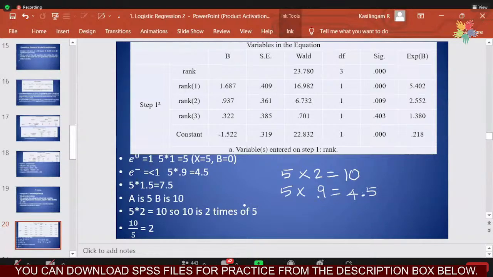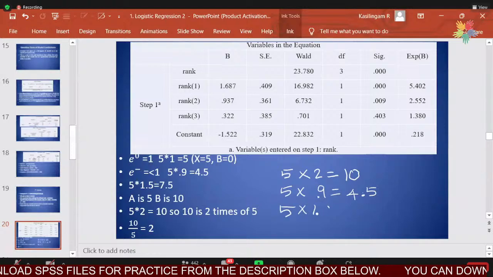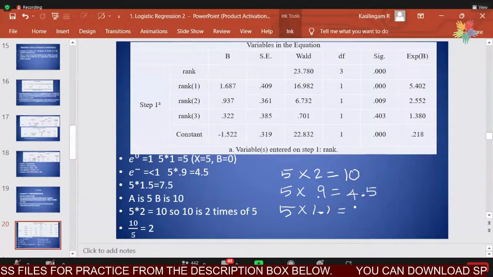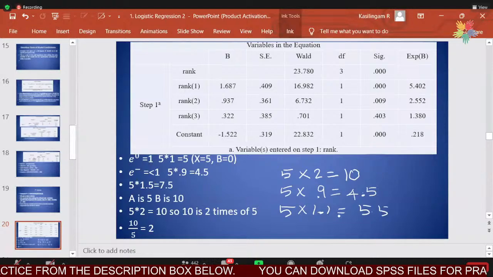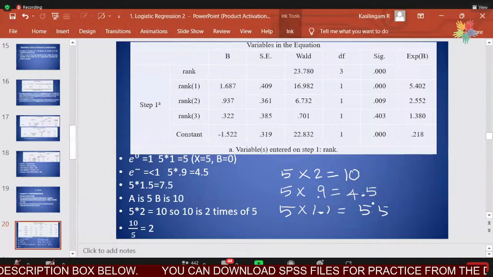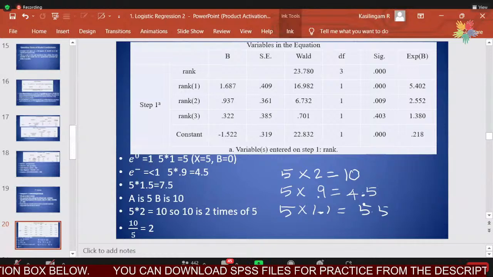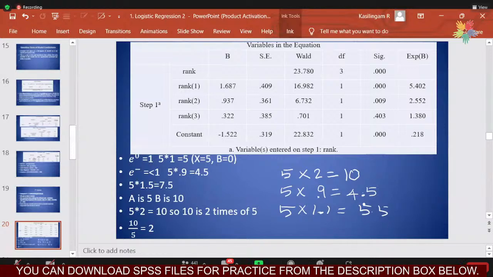Suppose let me put 5 into 1.1. This is what will happen. So this is equal to 5.5. So now this is a plus, this will increase. This is a minus, this is decreasing. Right? Yes or no, madam? Yes, sir. So when I use multiplication, I should use the word times. Am I right, madam? Yes, sir.